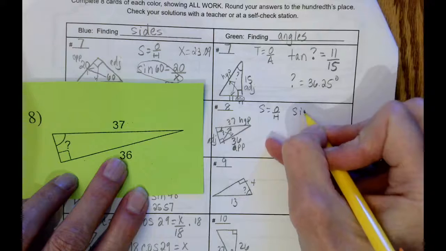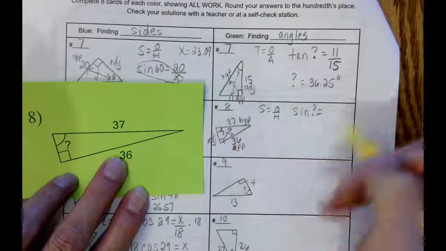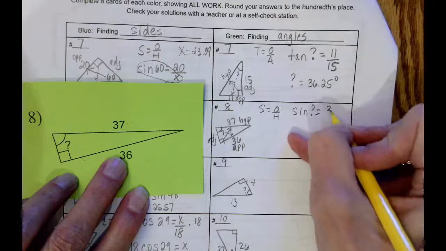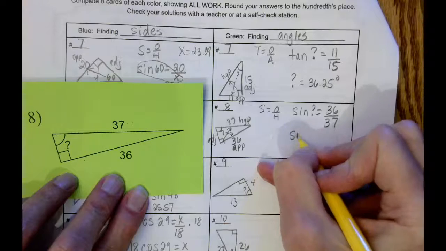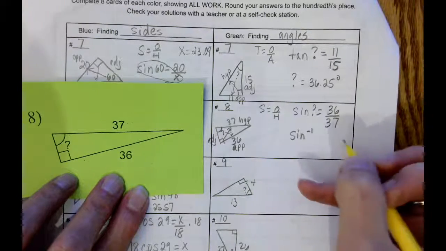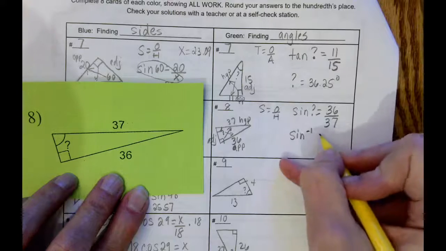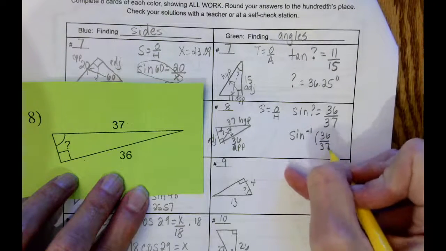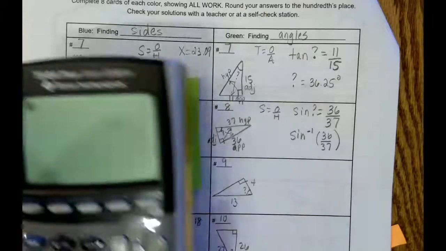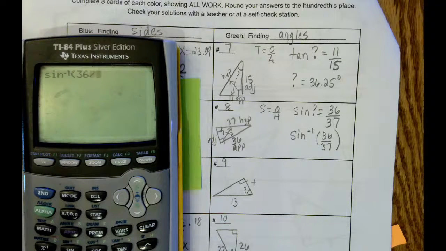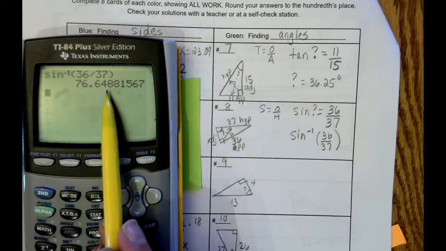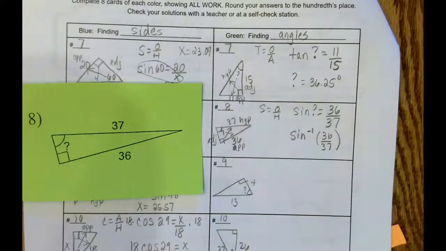sine of question mark equals opposite divided by hypotenuse. And I'm going to do a little bit better job of writing on this one to indicate that we use the inverse function to find an angle. And then we type it in. There's our inverse button, 36 divided by 37. And we get 76.648, but because the 8 is 5 or higher, we're going to have 76.65 degrees.